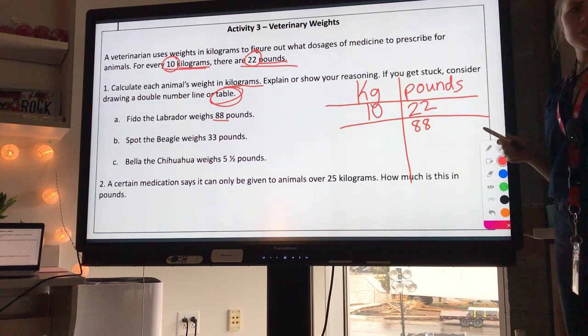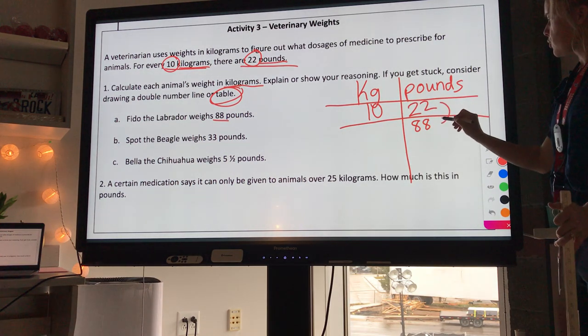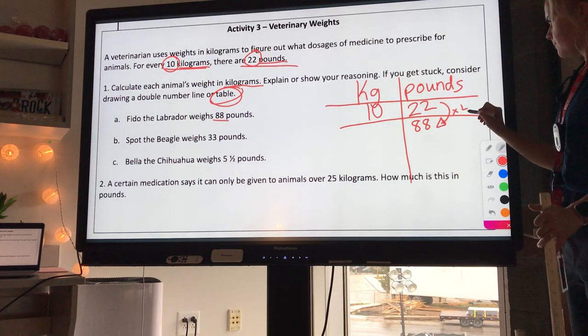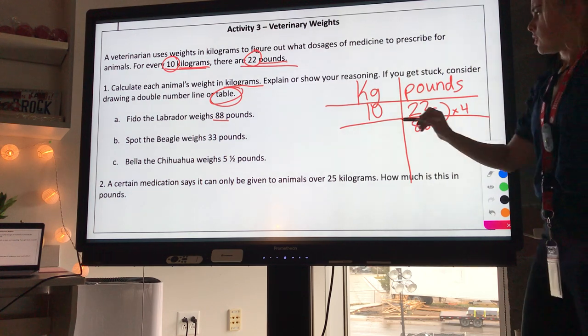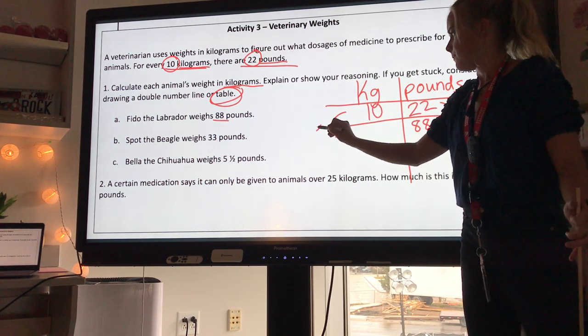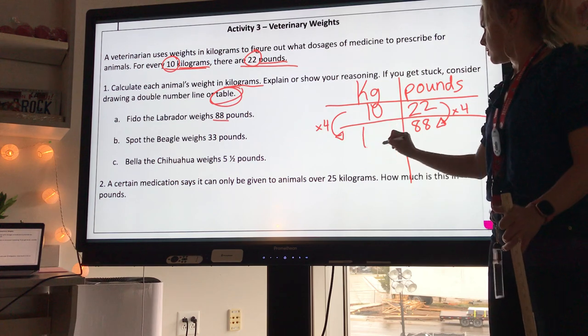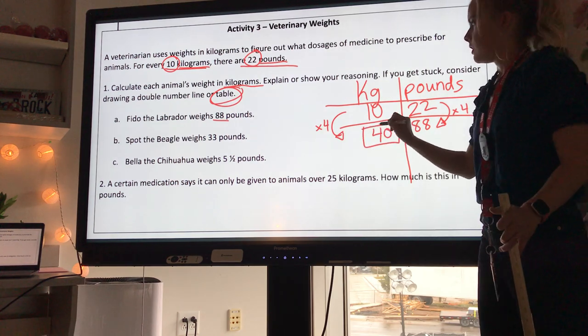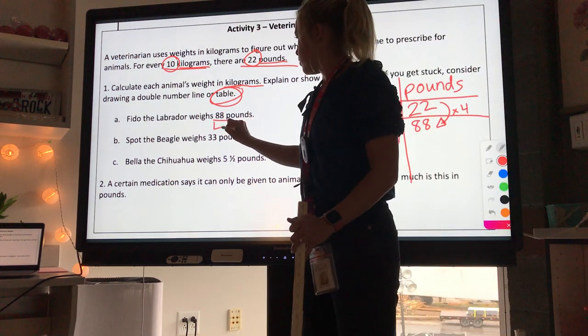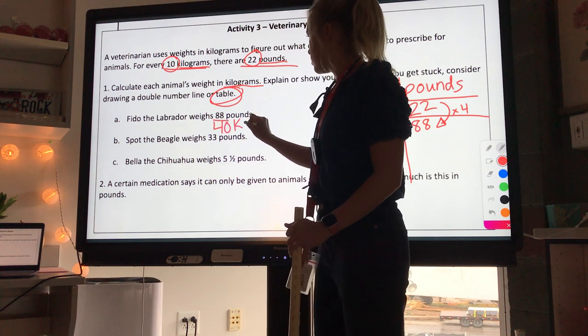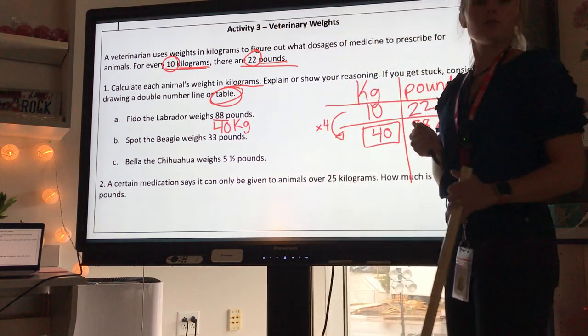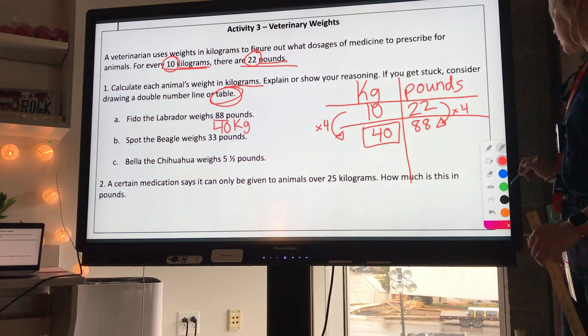And I can use this ratio right away to help me get there. I know 22 times 4 is 88. So I'm gonna multiply 10 times 4, which would give me 40. So I'm gonna put right here that he weighs 40 kilograms. 88 pounds is the same as 40 kilograms. It's a different unit of measure.